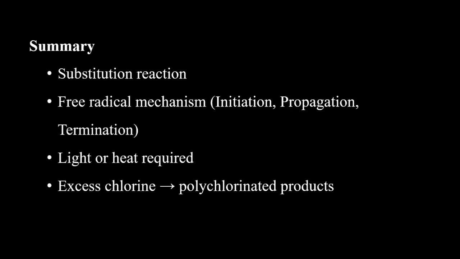Let's quickly recap. Halogenation of alkanes is a substitution reaction. A hydrogen is replaced by a halogen. It follows a free radical mechanism with 3 stages: initiation, propagation, and termination. You need light or heat to break the halogen-halogen bond. And if you use excess chlorine, you'll get polychlorinated products like chloroform and carbon tetrachloride.